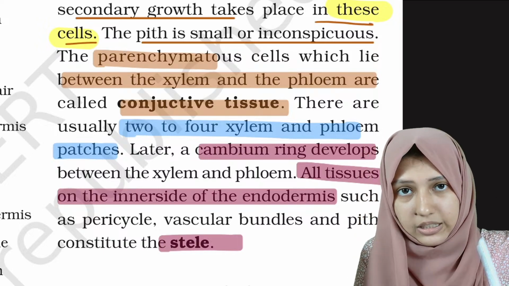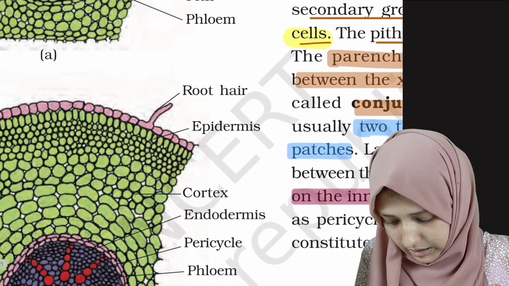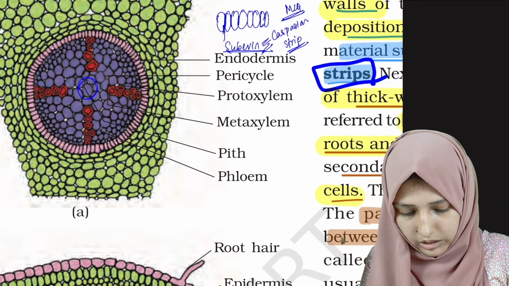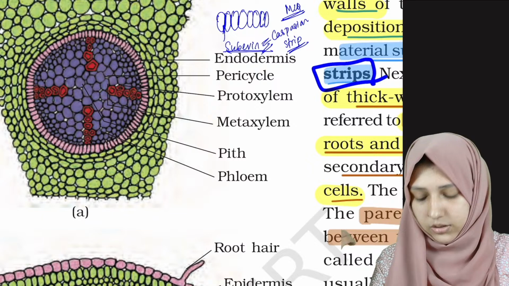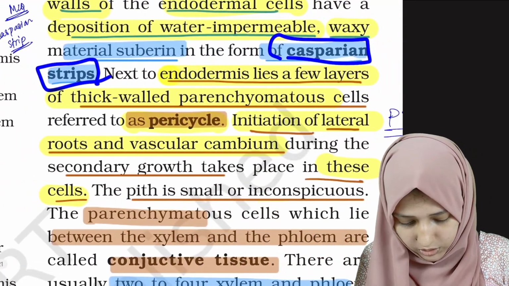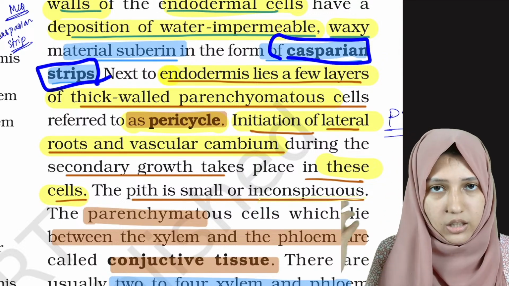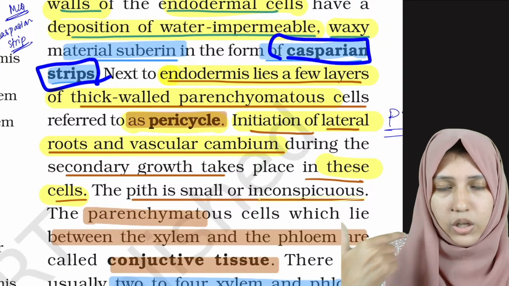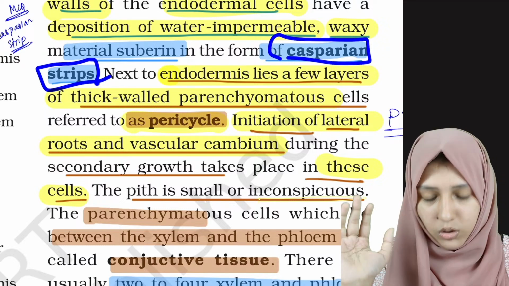Now the pith. Pith is the innermost, the center. This is the pith. As you can appreciate, this is the pith. So here the pith is inconspicuous, which means it's not so significant. We are discussing dicot root, so in dicot root the pith is not significant.